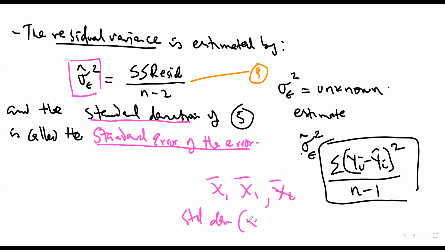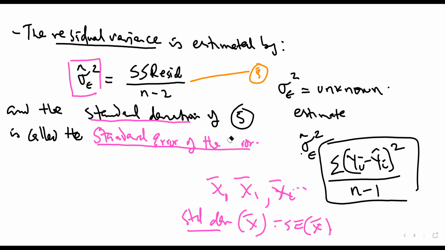Standard deviation of X bar, where X bar contains X bar 1, X bar 2, and so on, all the way to maybe X bar K. Then this standard deviation is called the standard error of the mean. So the same case here, we're talking about the standard deviation of equation number 5. So technically, that is called the standard error.